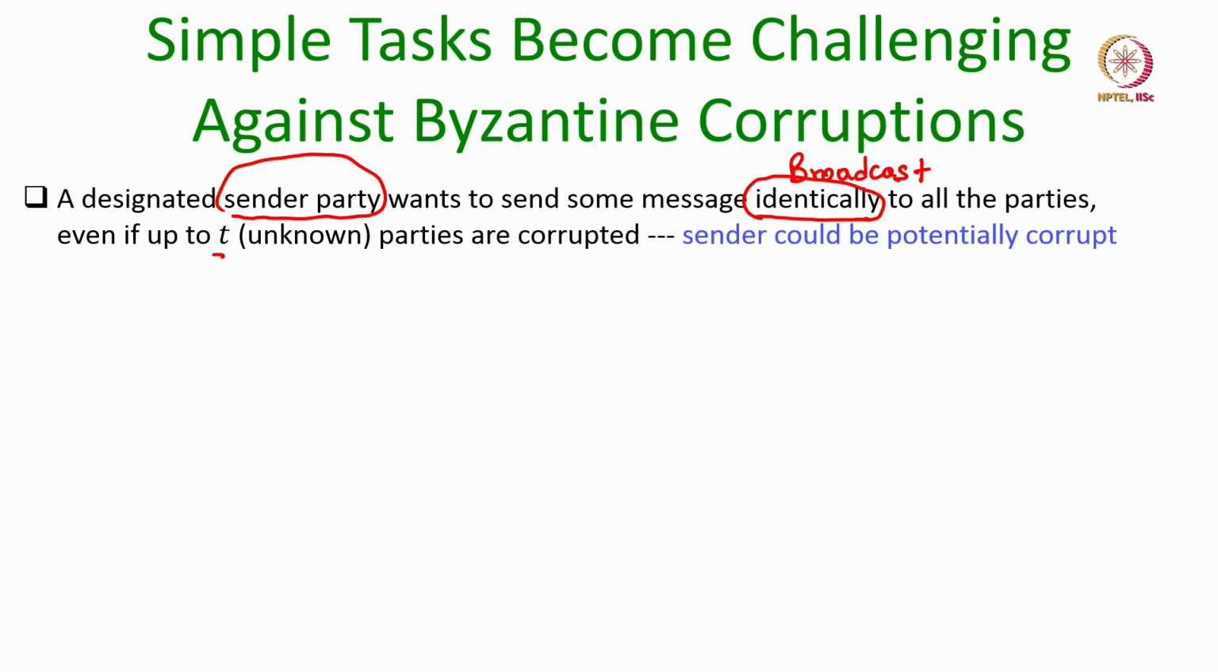Okay. And when I say t parties in the system are corrupted, I mean to say that the sender could be one of those t parties. Well, it need not always be the case, right. Sender is one of the n parties, it has some message and everyone is expecting sender to broadcast its message, send the same copy of its message to everyone, and everyone also knows that in the system there can be at most t corruptions, where t is some parameter, and it could be the case that among those t parties which can be corrupted, sender is also one of the entities. Okay.